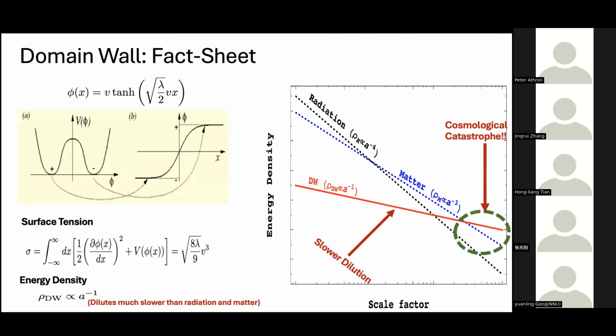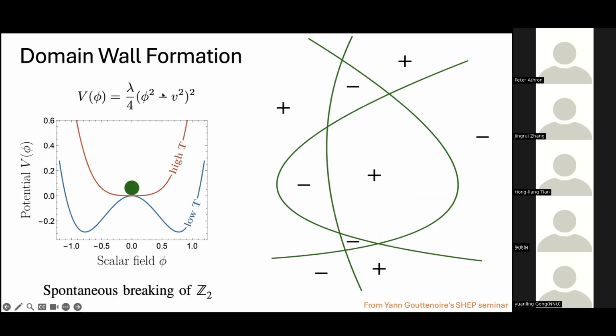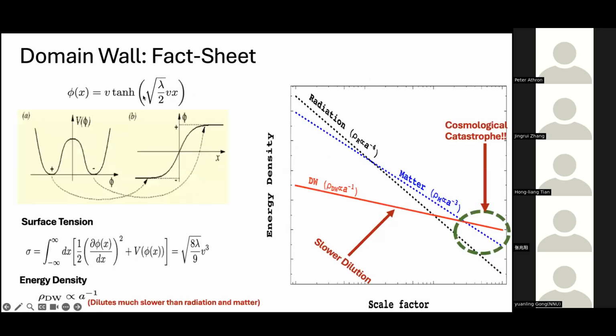Once we solve the equation of motion, one can write the scalar analytical expression for the domain wall solution, and it depends on two things. One is the quartic coupling that appears in the potential. And the next thing is the vacuum expectation value at which the symmetry was broken. Another important thing about the domain wall is its surface tension, which again depends on the self-quartic coupling and the vacuum expectation value of the scalar.